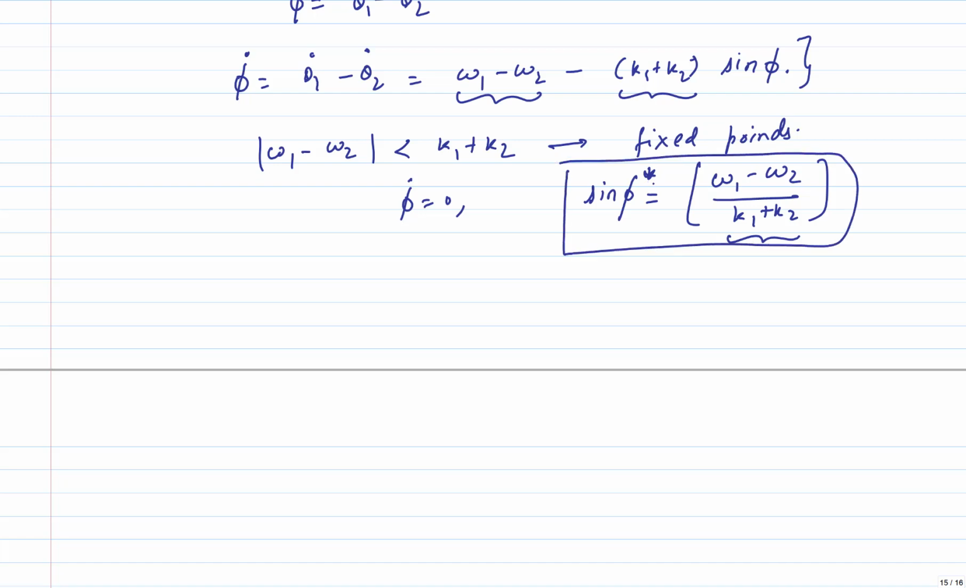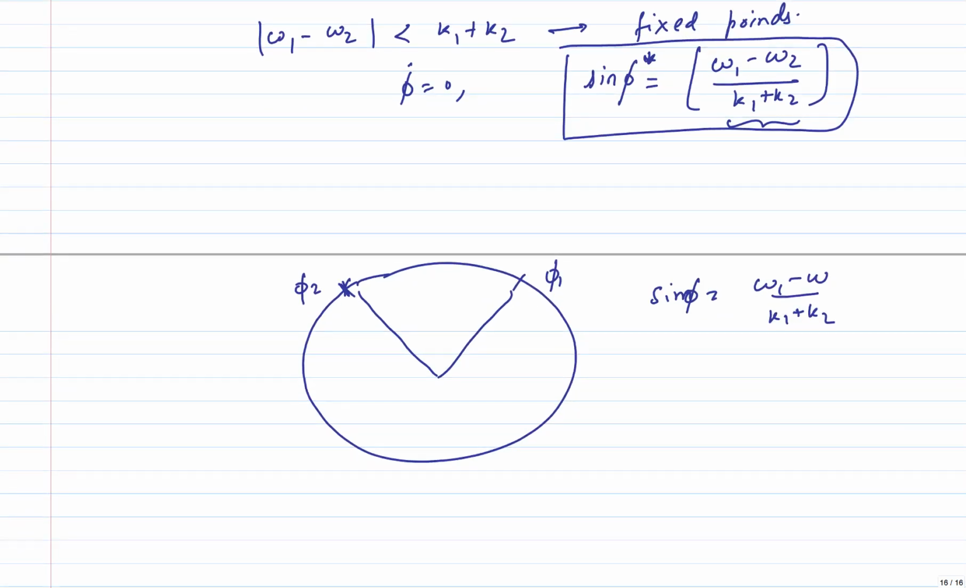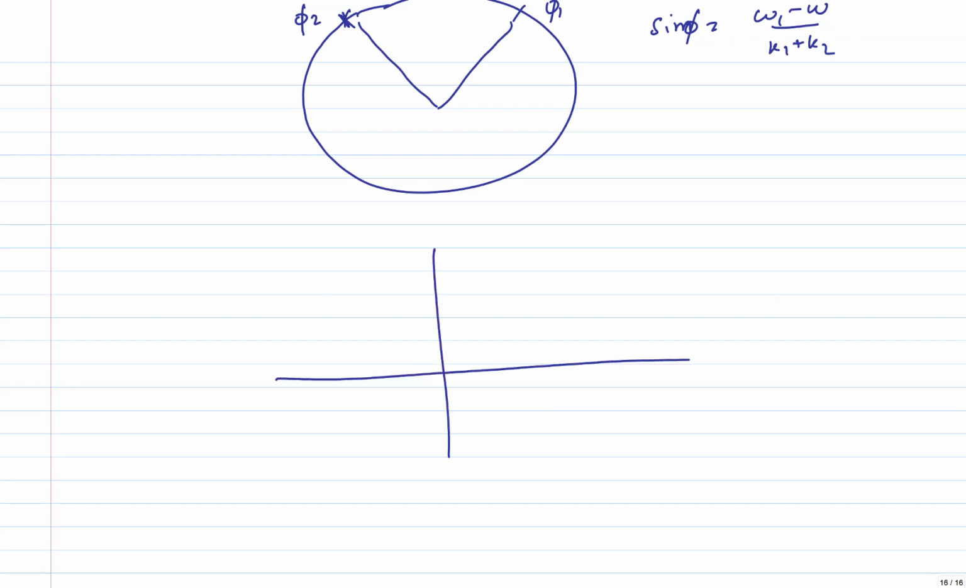These are the values of phi star at which I get two fixed points, and you can see this equation would be satisfied by 2 points, phi 1, phi 2, each of them yielding sine phi equals omega 1 minus omega 2 by K1 plus K2. And you can analyze which are the stable fixed points. So if I draw a phase space diagram of phi dot and phi, I'll get one stable fixed point.